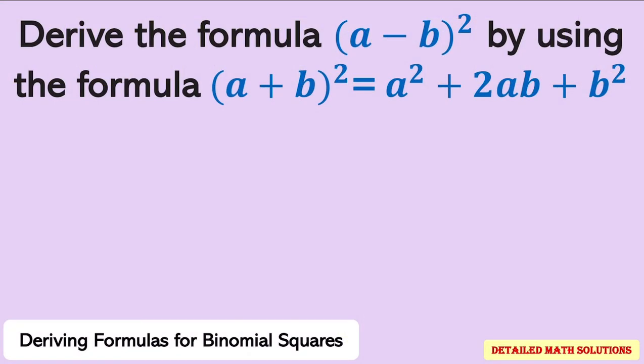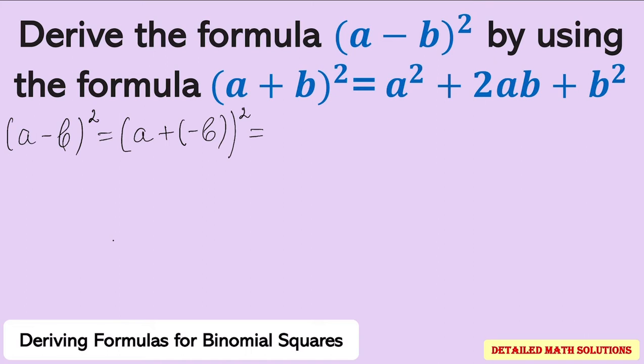In this video, I'm going to find the formula for (a − b)² by using the formula for the binomial square (a + b)². (a − b)² can be written as (a + (−b))². Then I can apply the formula for the binomial square (a + b)².